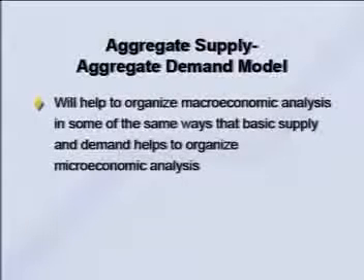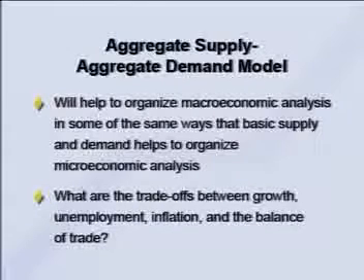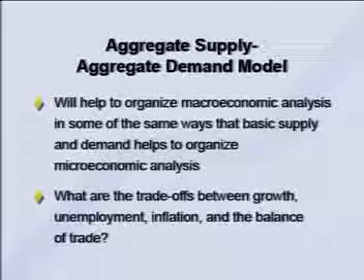Now, with those 4 goals, and those will be the next 4 lectures, we'll then introduce a framework for macroeconomic analysis. This framework is usually called the aggregate supply, aggregate demand model. What that framework will do is it will help to organize the macroeconomic analysis in some of the same ways that basic supply and demand help to organize microeconomic analysis. But aggregate supply and aggregate demand are not just microeconomics. What they'll help us think about is what are the trade-offs between growth and unemployment and inflation and the balance of trade.